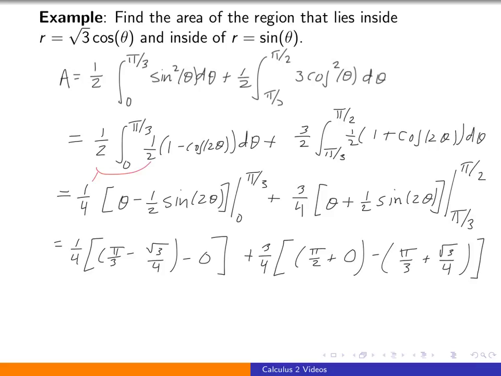Now combining everything together, we have pi over 12 plus 3 pi over 8, which is 5 pi over 24. And we have a minus root 3 over 16. Then if we combine everything together, a minus 3 root 3 over 16. So 4 root 3 over 16 makes it a minus square root 3 over 4 if we cancel off the 4's in common. And this number represents the area of that desired enclosed region.